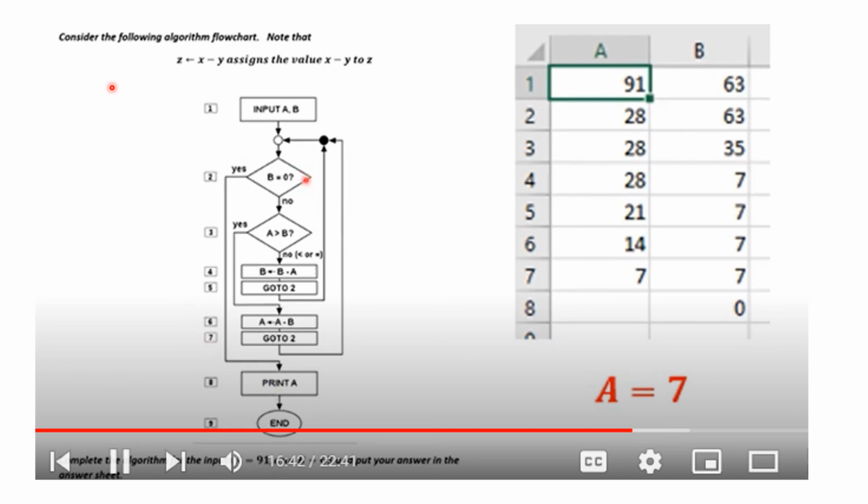Here was a flow chart, and I asked you to input A to be 91 and B to be 63 and compute what happens. And the answer is 7. And this is a formula using the Euclidean algorithm that you would recognize by now because we've had some lectures since then. So the greatest common divisor between 91 and 63 is 7.